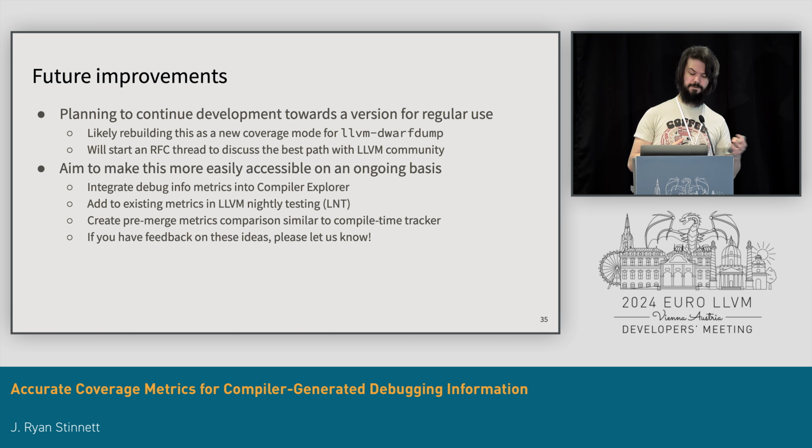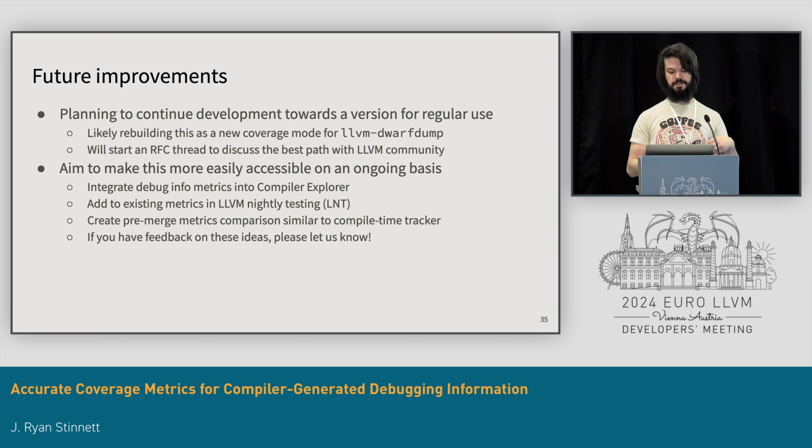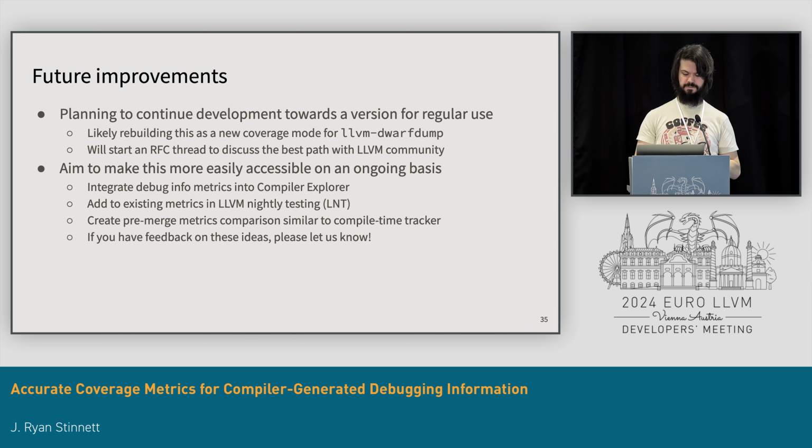Things I've thought of already are we could be including some of these metrics in Compiler Explorer views. We could be adding them to the existing debug coverage metrics that exist in the LLVM nightly testing. There could even be a pre-merge metrics comparison view, similar to the LLVM compile time tracker, that would let you see the effects of debug info work before it merges. I'm sure there's even more ideas out there of what could be done. So if you do have some, do let me know.